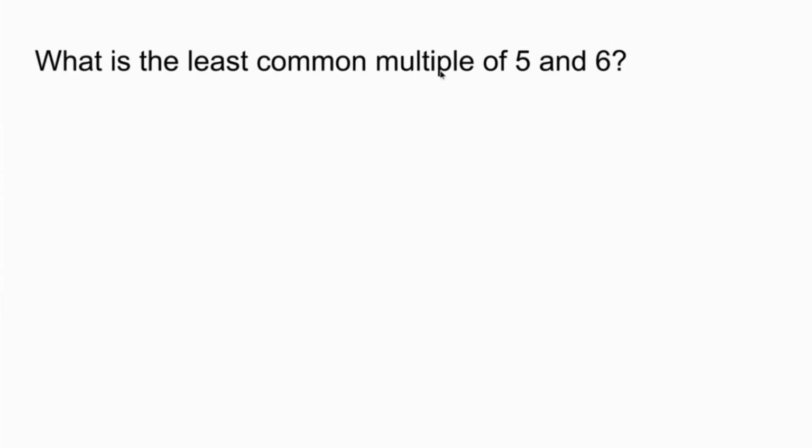What is the least common multiple of 5 and 6? Well, in order to find the least common multiple, we want to list out a bunch of multiples for both of these numbers and circle the first number that appears in each list twice.